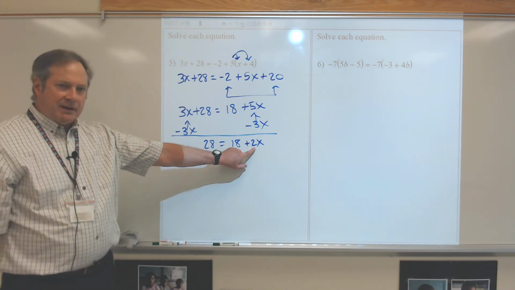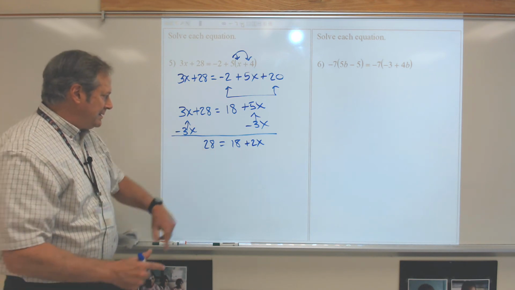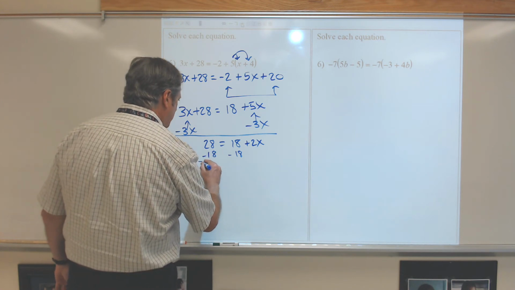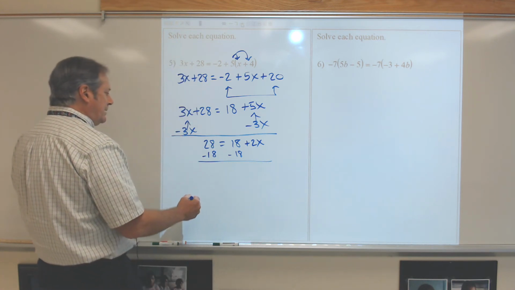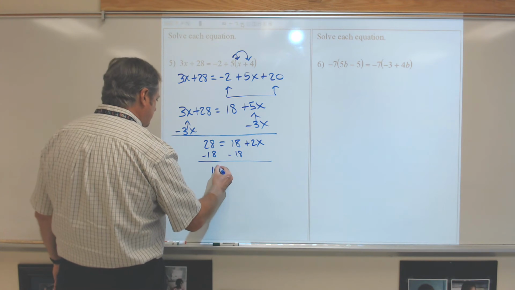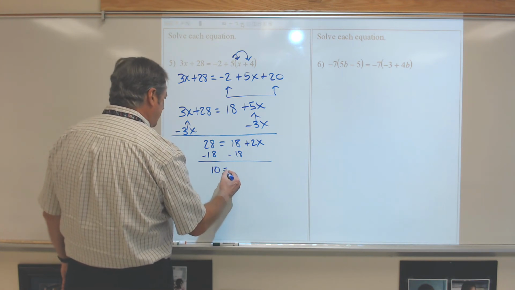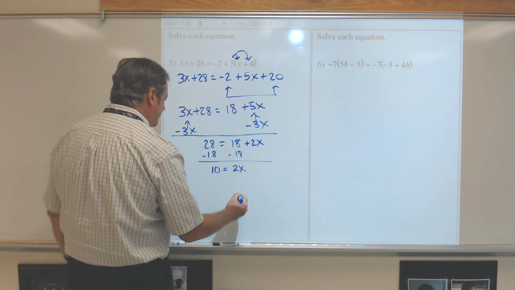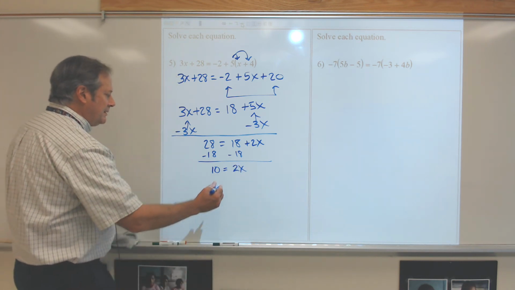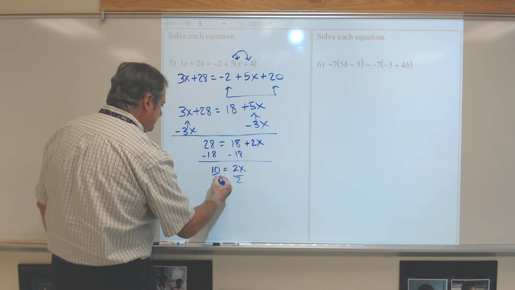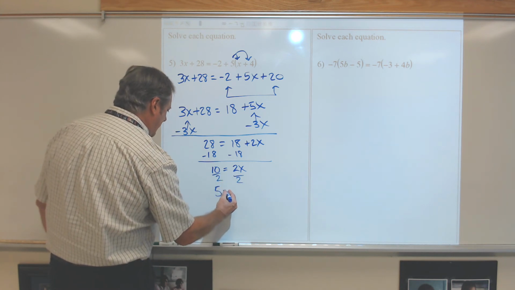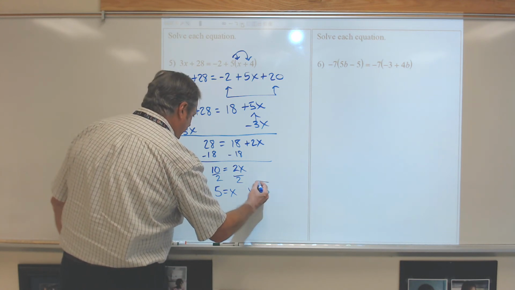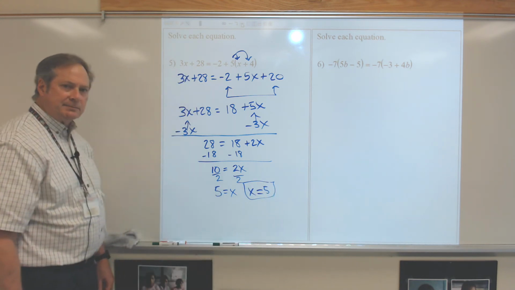Okay. I'll save the number next to the variable to last, deal with that positive 18 by subtracting it from both sides. So 28 minus 18 would be 10. Bring down the equal sign. 18 minus 18 zeros out. We're left with 2x. Divide both sides by the number 2, and so you get 5 equals x, or we generally write with the variable on the left side.